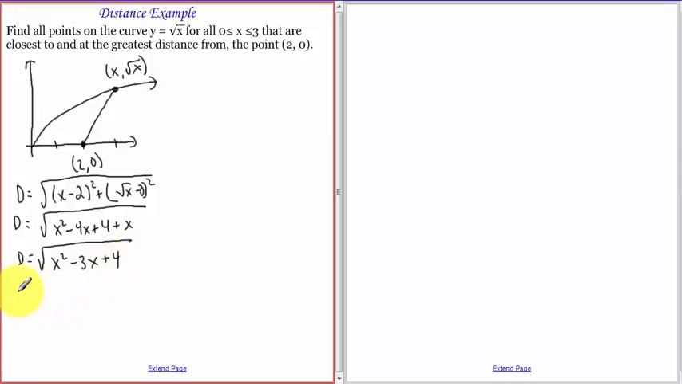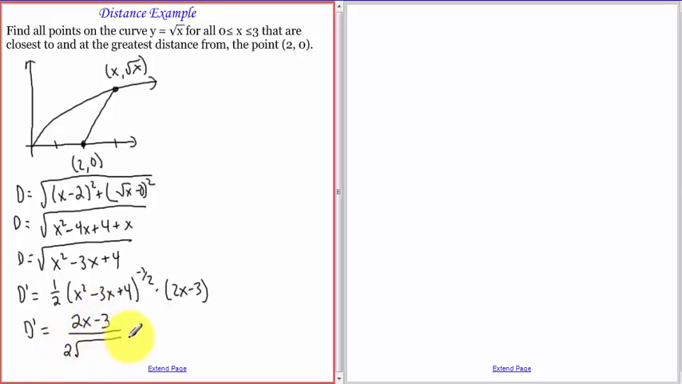Okay, now taking the derivative of that. Our derivative is 1/2 times x squared minus 3x plus 4 to the negative 1/2, times the derivative of the inside, which is 2x minus 3. So our derivative, a little simplified, would be 2x minus 3 over 2 times the square root of x squared minus 3x plus 4.